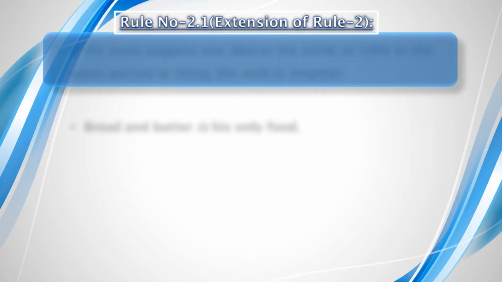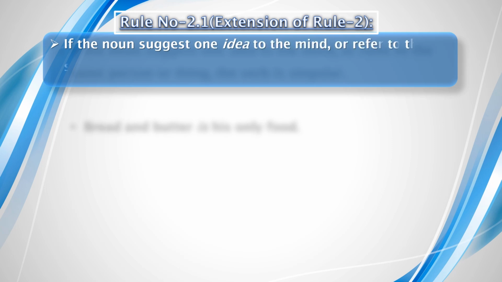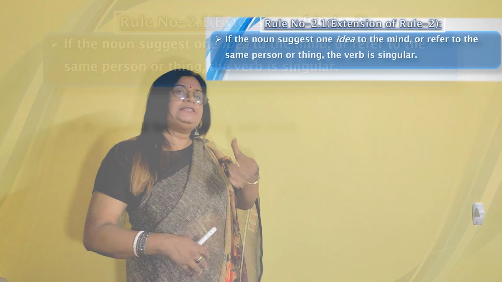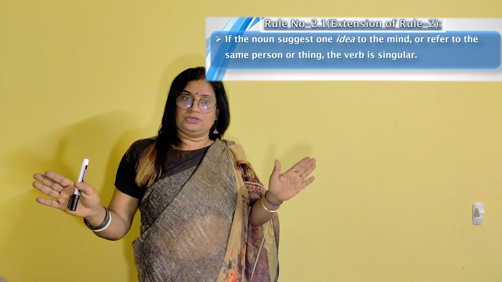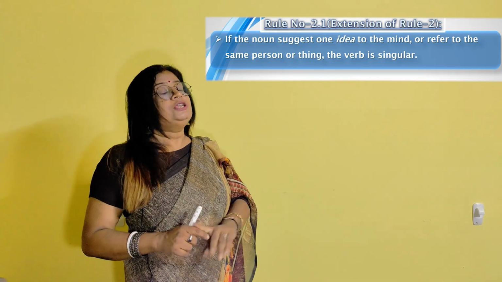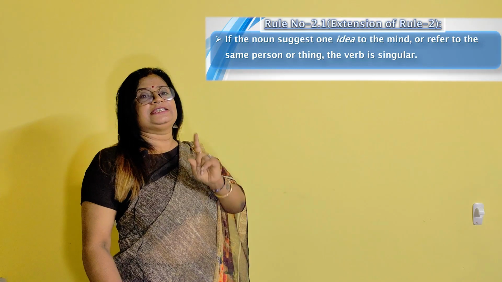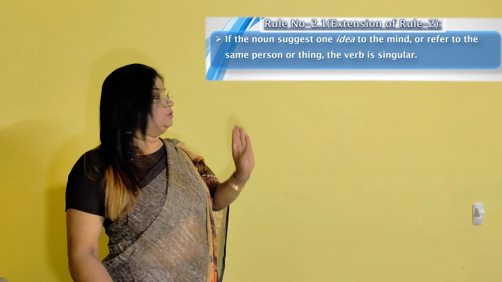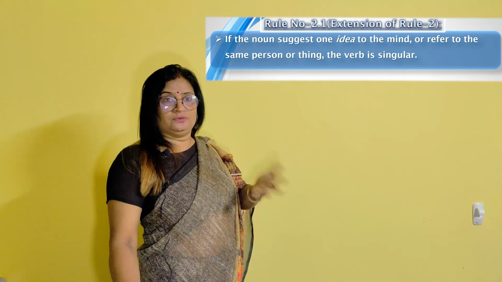Now, what is the next rule? Suppose the noun suggests one idea to the mind, or refers to the same person or thing. Be very, very clear on this. If the nouns refer to the same thing, that is, they suggest one idea to the mind, or refer to the same person or thing, though they are two different nouns referring to the same thing, then the verb is singular. Okay, so make this rule very clear, otherwise you might forget.